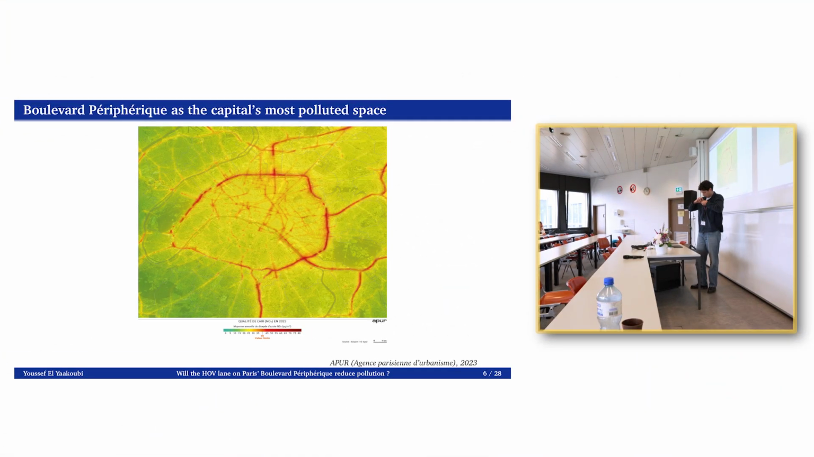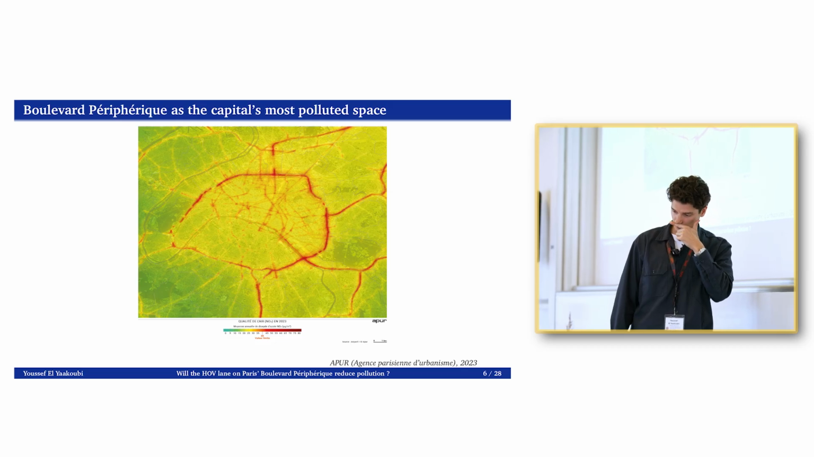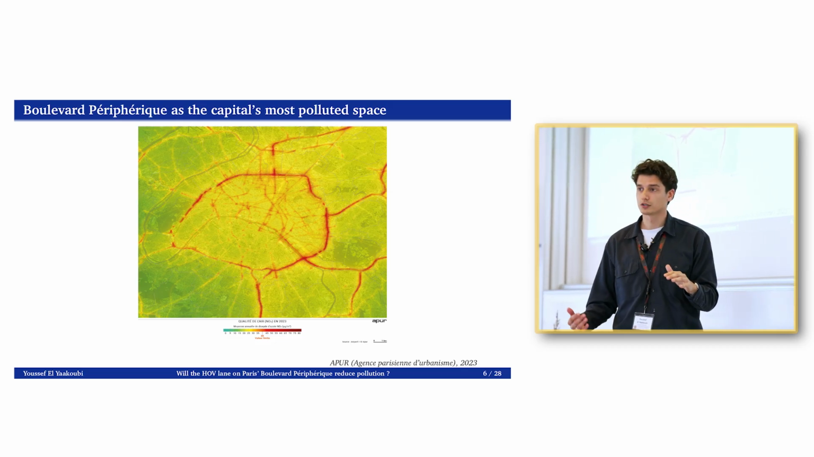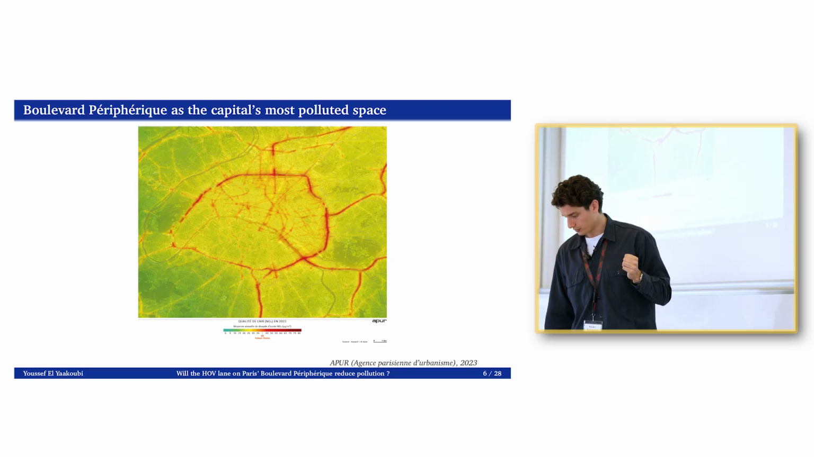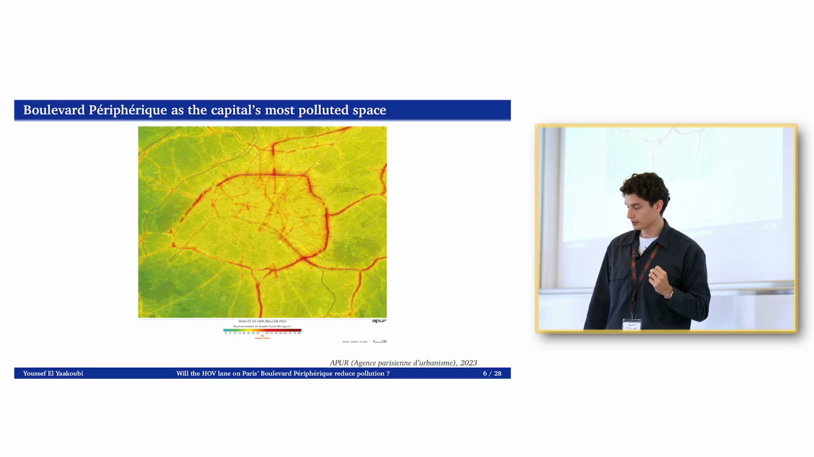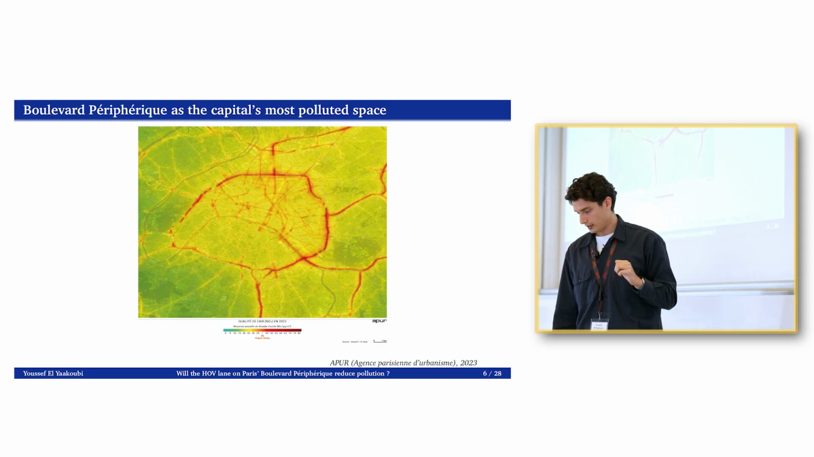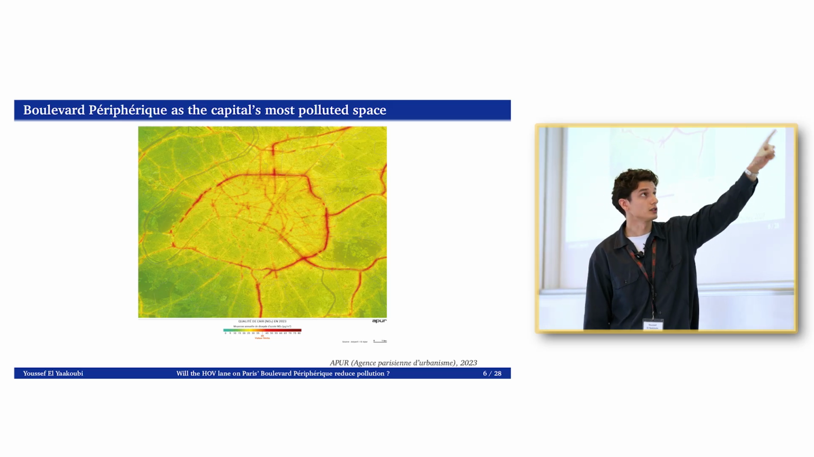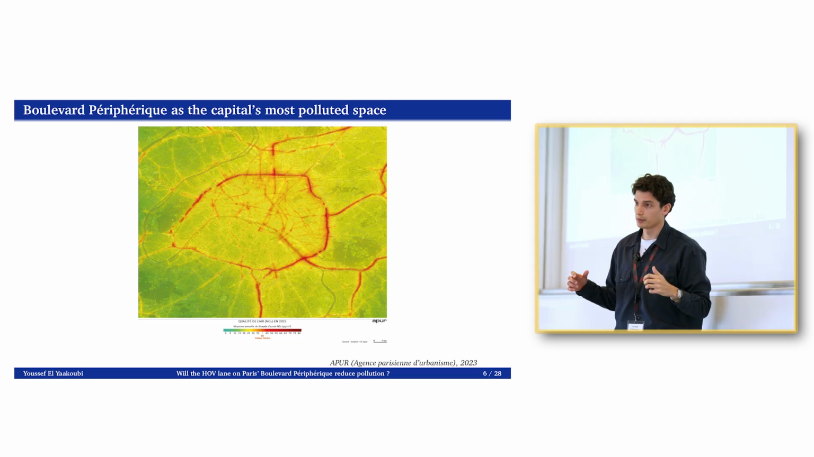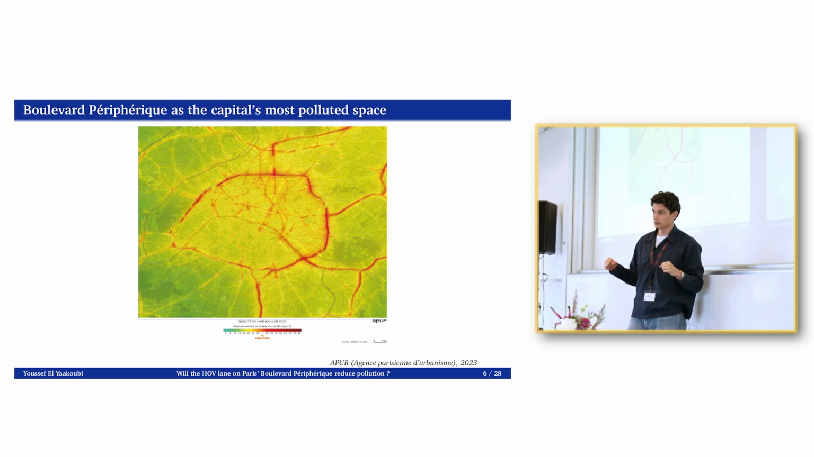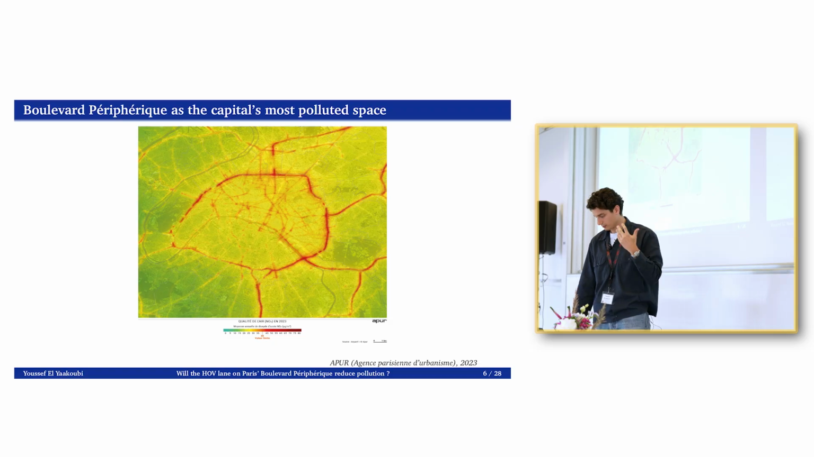This is the nitrogen dioxide. This picture also represents the motivation of the city of Paris according to their report. This one comes from the Parisian Urbanism Agency, and they showed that the Boulevard Périphérique, which is the ring road of Paris, is the most polluted space in the region of Paris. So that was another motivation to apply this transportation policy.